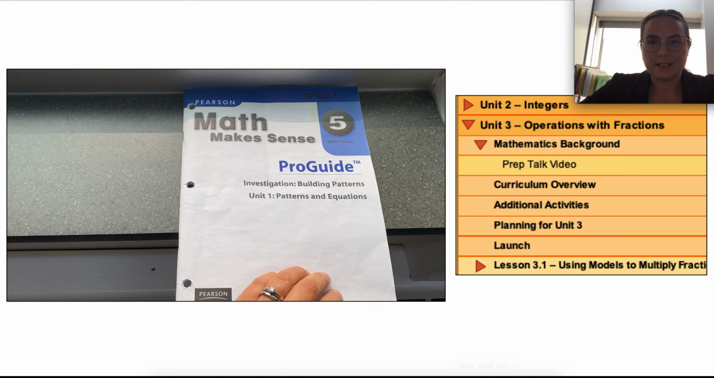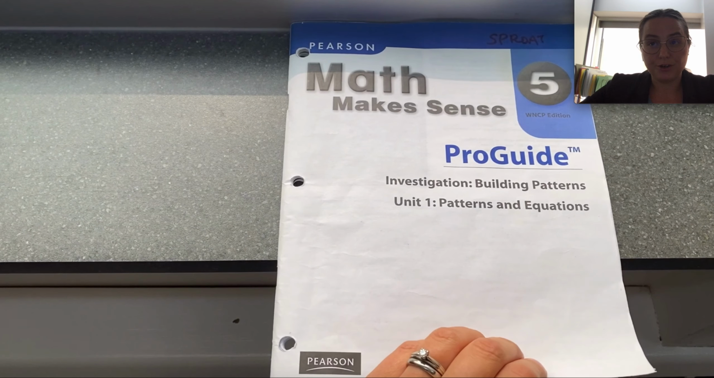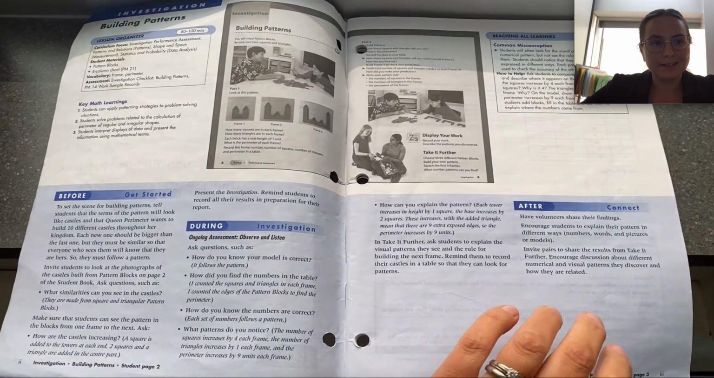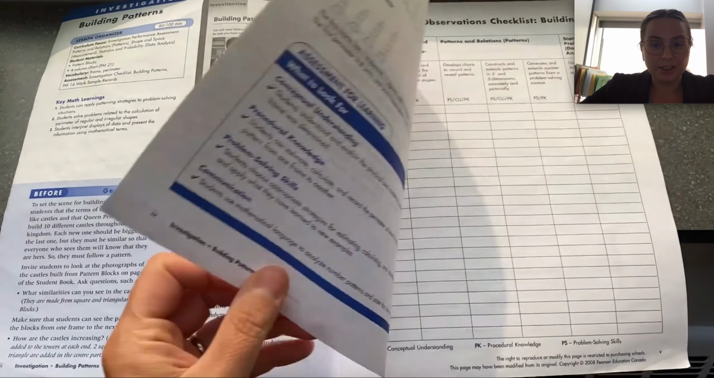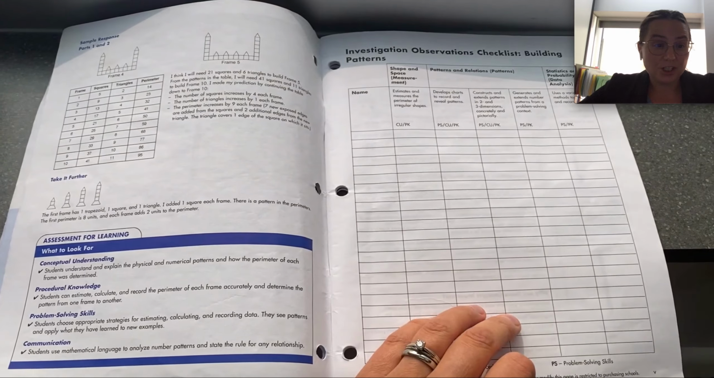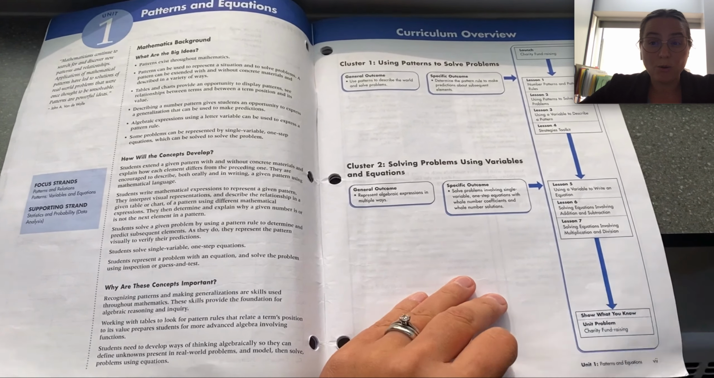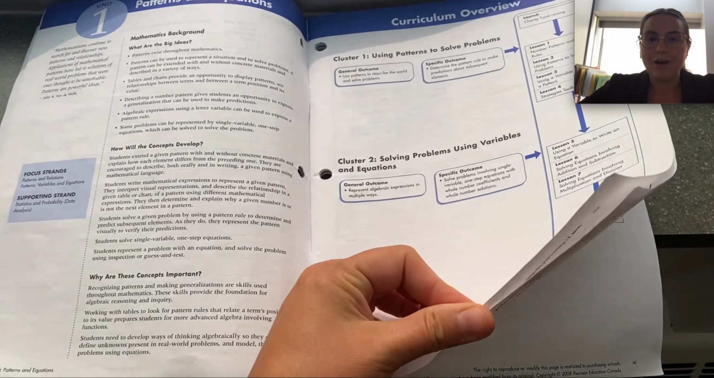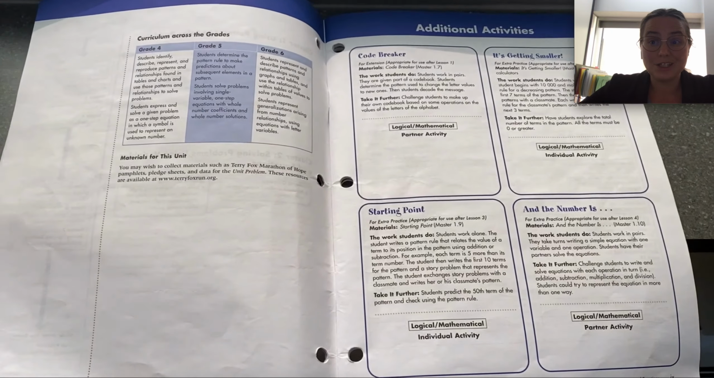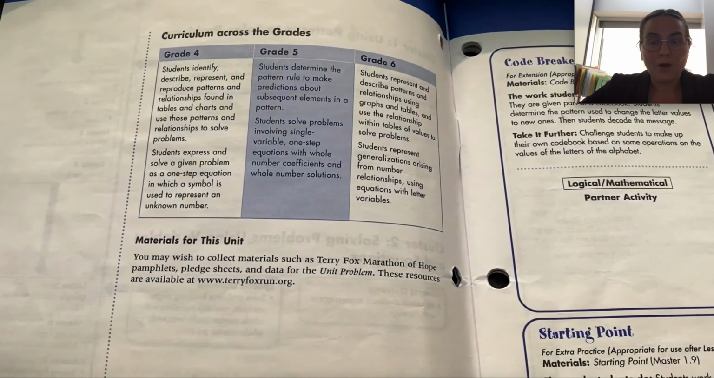When you take a look at the individual unit in the ProGuide, there is some important front matter for you to look at to help you organize. So an initial investigation, some observation checklists potentially, and then some mathematical background. How are these concepts going to be developed? How are we going to cluster this, and how is this going to continue on to the next unit? What knowledge are they coming to this grade with, and where is that going to take them in the future grade? Some additional activities you can use, and then some planning pieces.